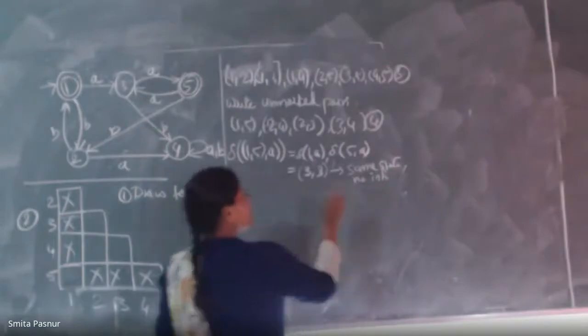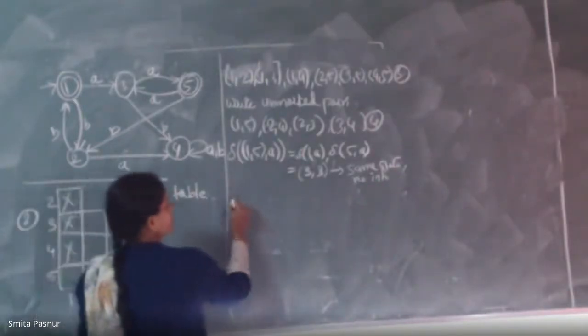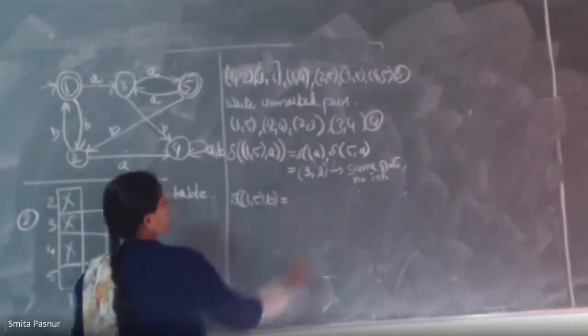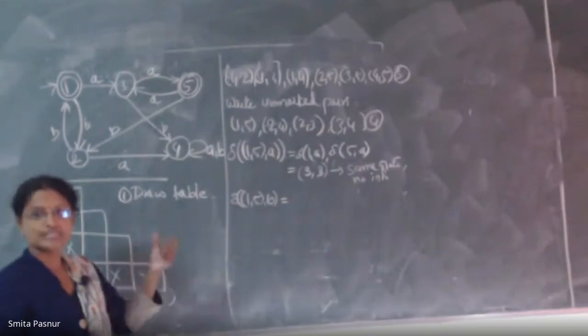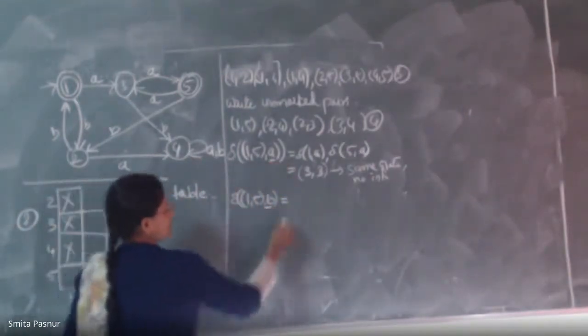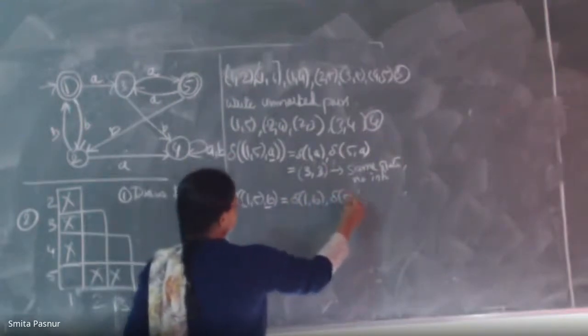Same state is that no information is present. So we will leave it. Then we go for 1 comma 5 comma B. Now you try with B for the same pair 1 comma 5. You have tried with A, now try with B. So now I'm going to do 1 on B, transition with 5 on B.